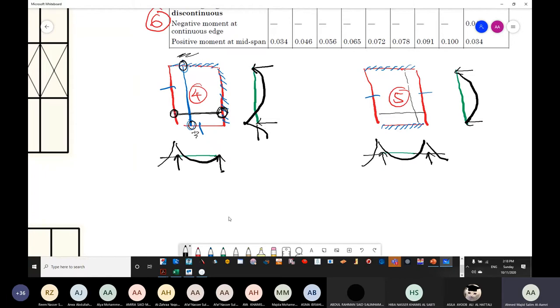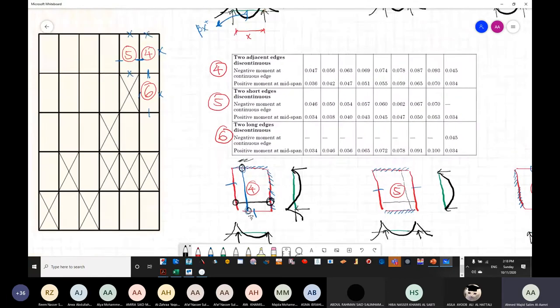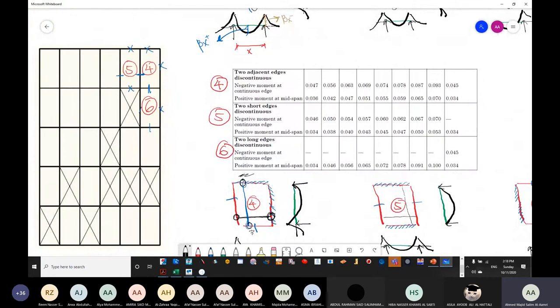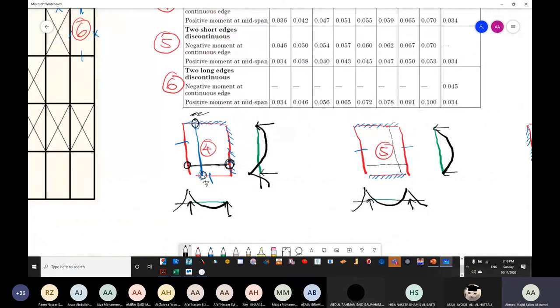For case number four, if you return back here, case number four says two adjacent edges discontinuous. So this is discontinuous now, and this is discontinuous. If it's discontinuous, it means that the moment here is zero, and the moment here is zero. There is another slab. If you try to draw, there is another slab here, there is another slab here.